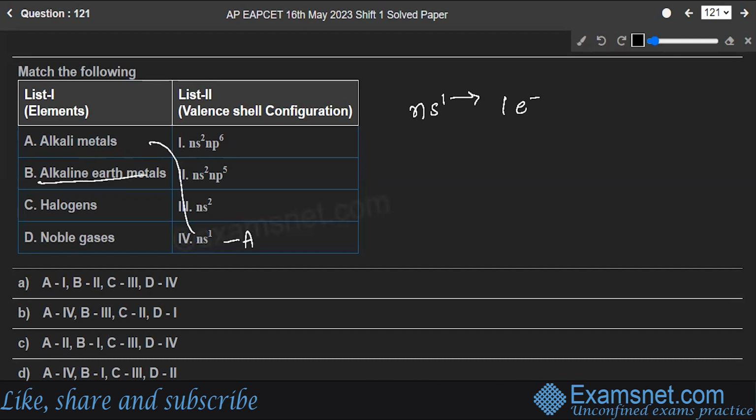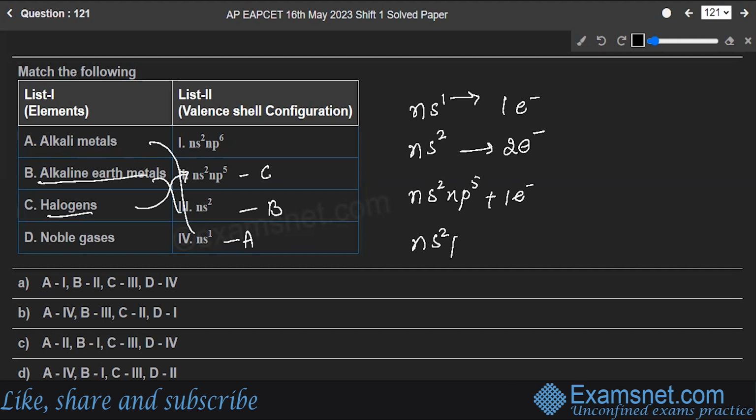And next are the alkaline earth metals. They have ns2 because they can easily lose two electrons to complete their valence shell. So this is the one. Next are the halogens, so chlorine, fluorine, they are the halogens. This is ns2 np5. They have a strong tendency to gain one electron to complete their octet. So this is C, and this was your B. Noble gases don't participate in any reaction, so their outermost shell is complete. This is ns2 np6. So this is your D.